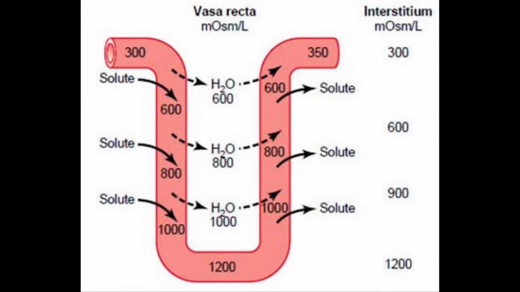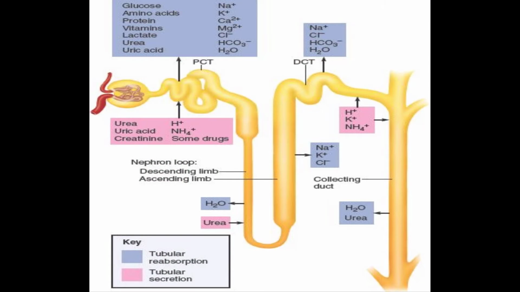Now comes the countercurrent exchanger. In this system, the hypertonicity of the interstitial fluid in the renal medulla is maintained by exchanging ions between the blood and the tubular fluid. The vasa recta along the loop of Henle act as the countercurrent exchanger.